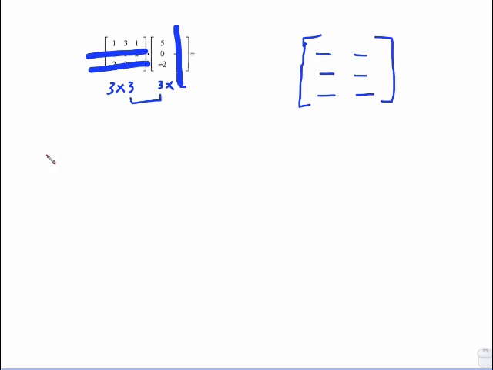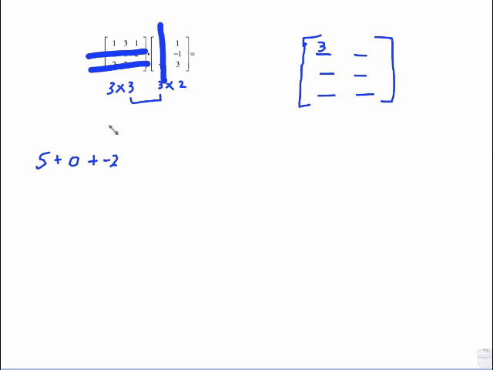We have to do 1 times 5, which is 5, plus 3 times 0, which is 0, plus 1 times negative 2, which is negative 2. That will give me 3, because that is the product of the first row times the first column. It goes in the first row, first column position. Move your cover over. This is now the first row times the second column. We'll go in the first row, second column position.